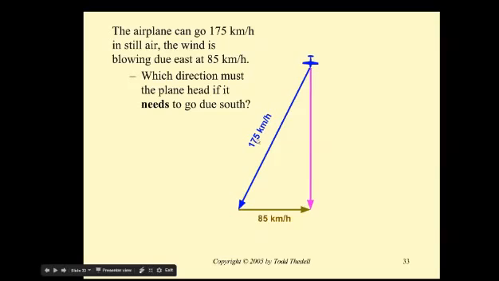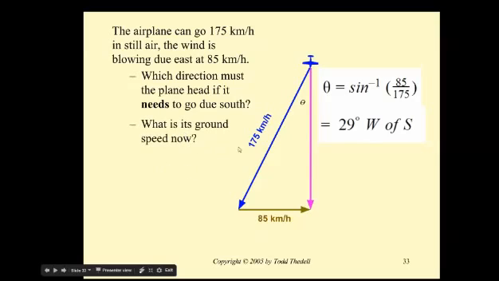So now we have 175 kilometers per hour as the hypotenuse of the right triangle. And so to get the angle, we have to label what angle we're getting. And now, instead of the tangent, we have the opposite side and we have the hypotenuse. So it's going to be the sine. So we take the inverse sine of 85 over 175, calculate that in degrees, and we get 29 degrees. And this now is going to be west of south, because this is our south reference, and the angle is 29 degrees. Okay, the next question is, what is its ground speed now?